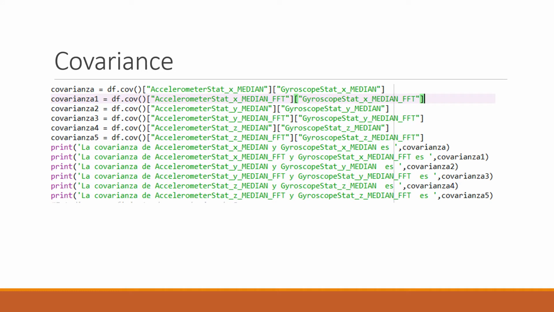Anyways, we have carried out a study by pairs of variables calculating their covariance, like we can see, and the correlation coefficient of Pearson that we will see. And it has turned out that there are variables that are very related to other variables and others that are not so much. For example, some very strong relationships are the covariance of accelerometer stat Y median FFT and gyroscope stat Y median FFT. The covariance of accelerometer stat X median FFT and the gyroscope stat X median FFT.